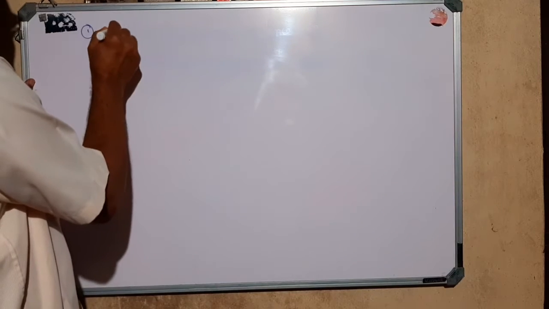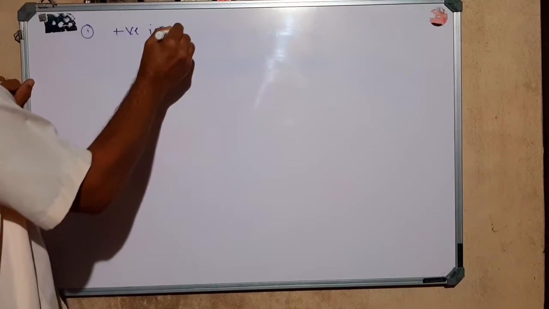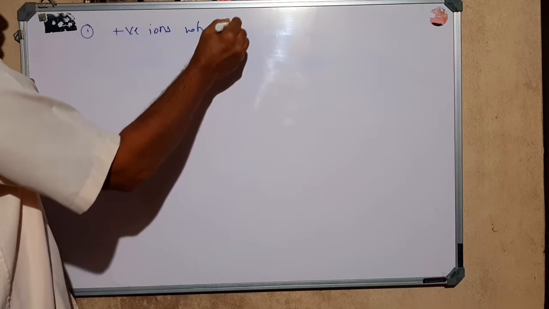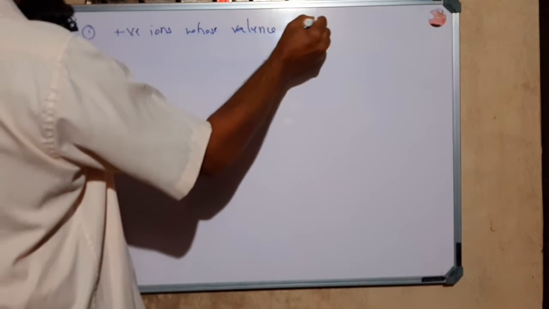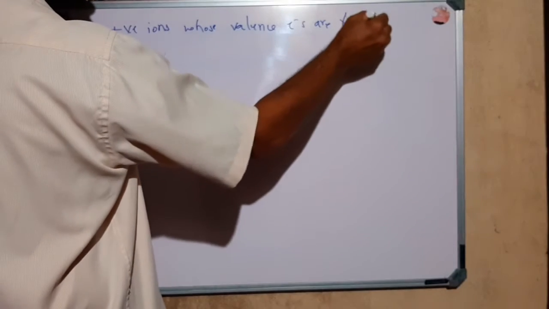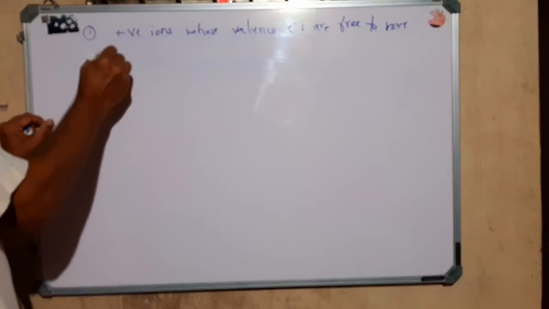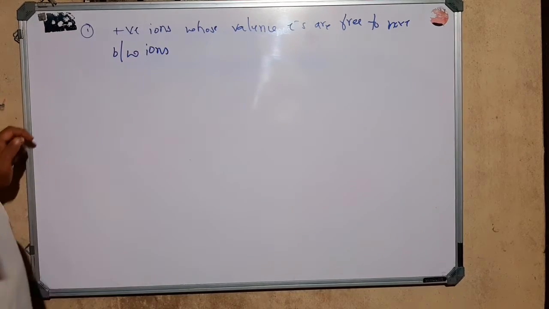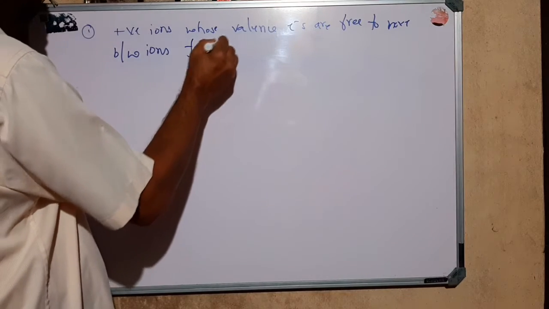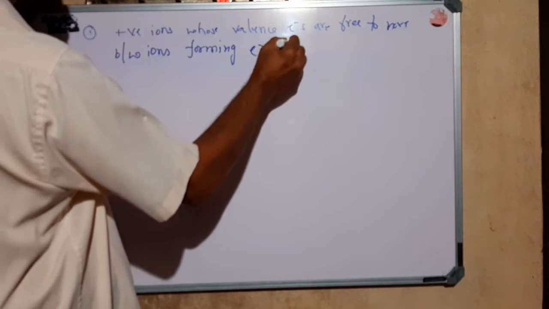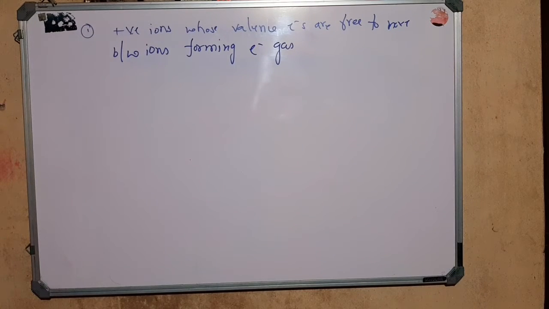It is basically dependent on assumptions. See, the first assumption is a metal consists of positive ions whose valence electrons are free to move between the ions, forming an electron gas. This is the first assumption.